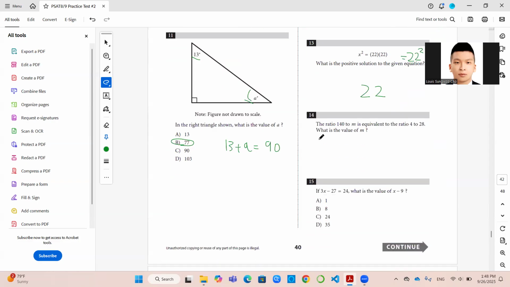The ratio 140 to m is equivalent to the ratio 4 to 28. What's the value of m? So 4m is equal to 28 times 140. m is equal to, you divide this by 4 here. So it becomes 980.